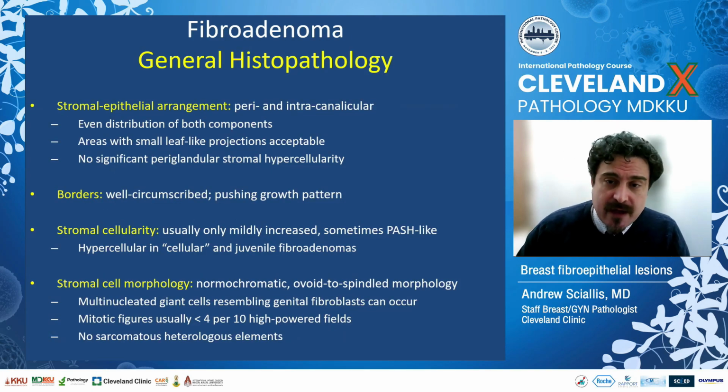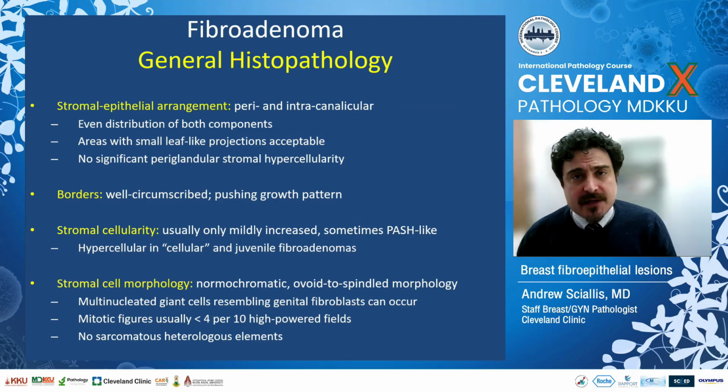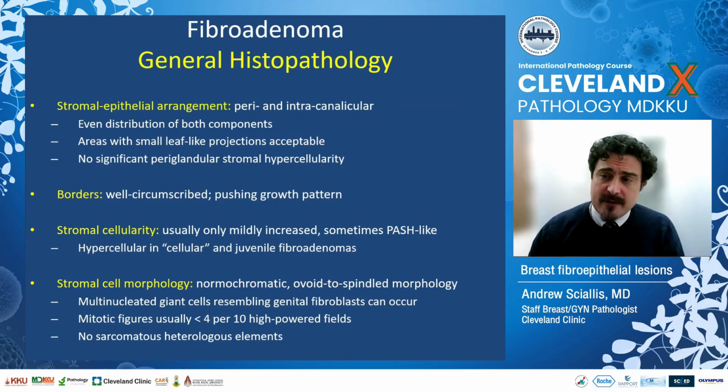So the general histopathology, here are at least the terms that we're going to refer to. The stromal epithelial arrangement, peri versus intracanalicular. It doesn't really make that much of a difference which one happens to have them. However, it seems that fibroadenomas that have a lot of intracanalicular architecture can be diagnostically challenging because they can look a little bit like phyllodes tumors.